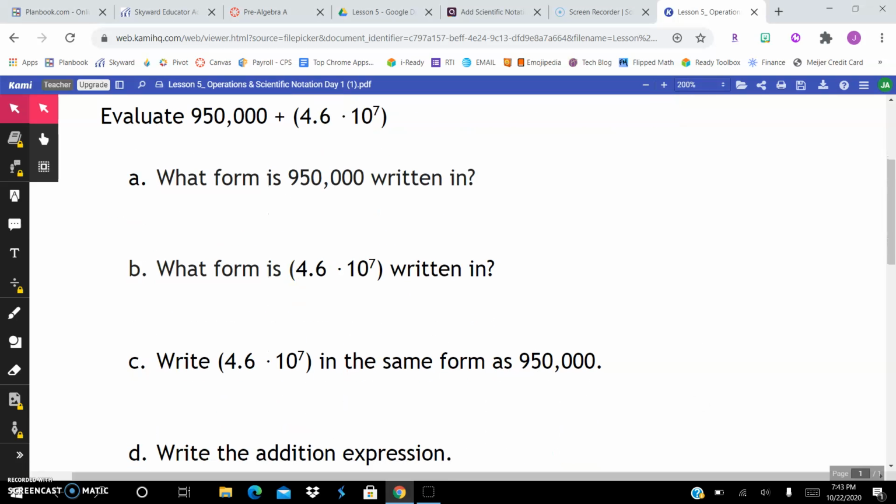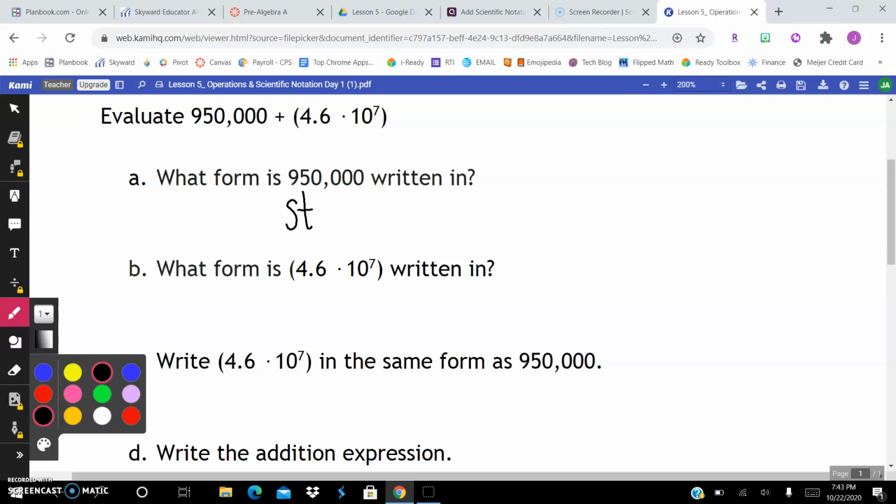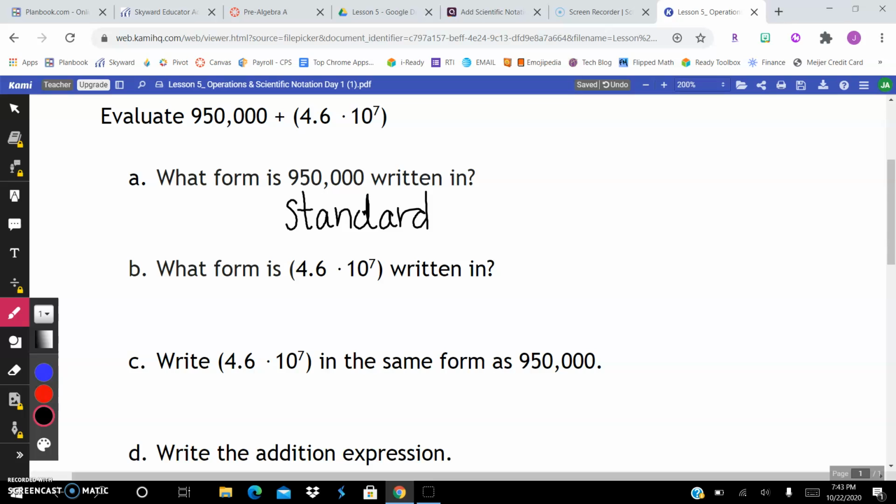So to evaluate 950,000 plus 4.6 times 10 to the 7th, we are going to first figure out what form 950,000 is written in. Well, that is standard form. That's written in normal number. So that is what's called standard form. And then what form is 4.6 times 10 to the 7th written in? That is written in scientific notation. That first number is between 1 and 10. We have times 10 to the 7th power, so this is in scientific notation.